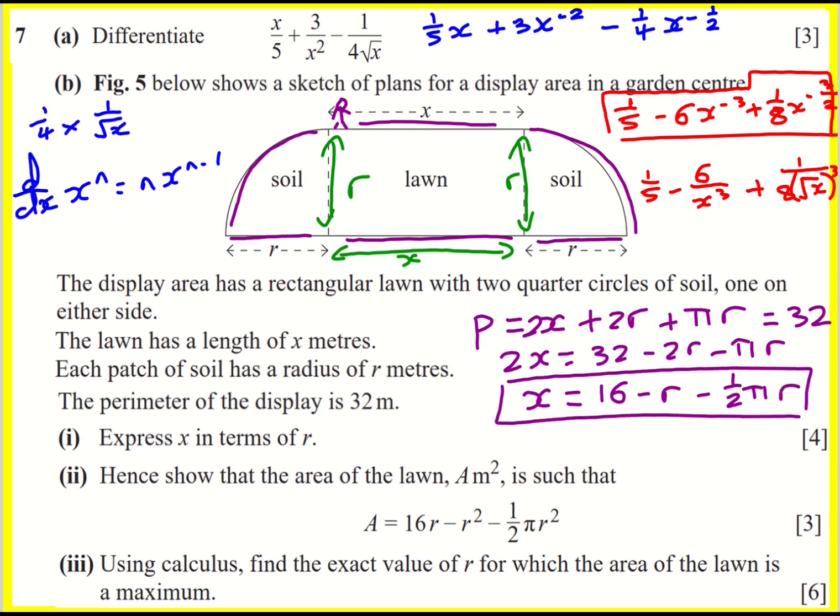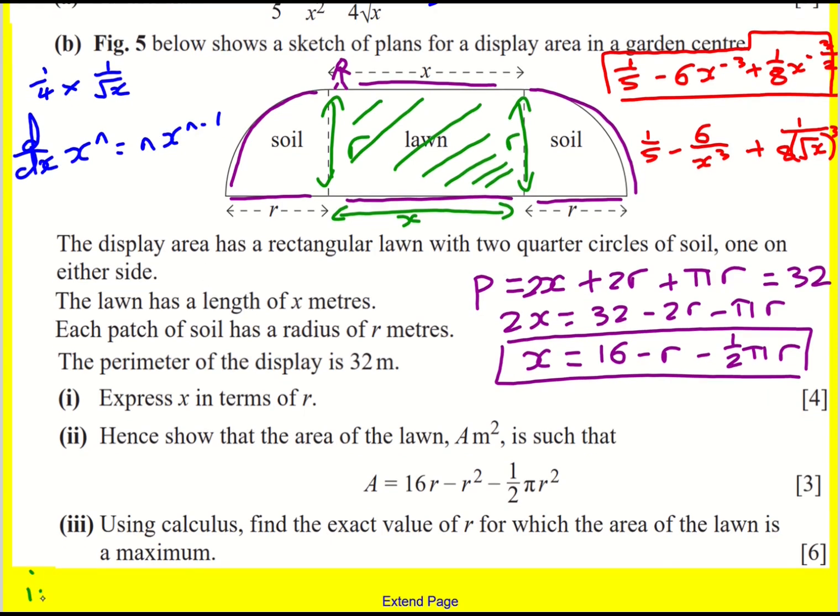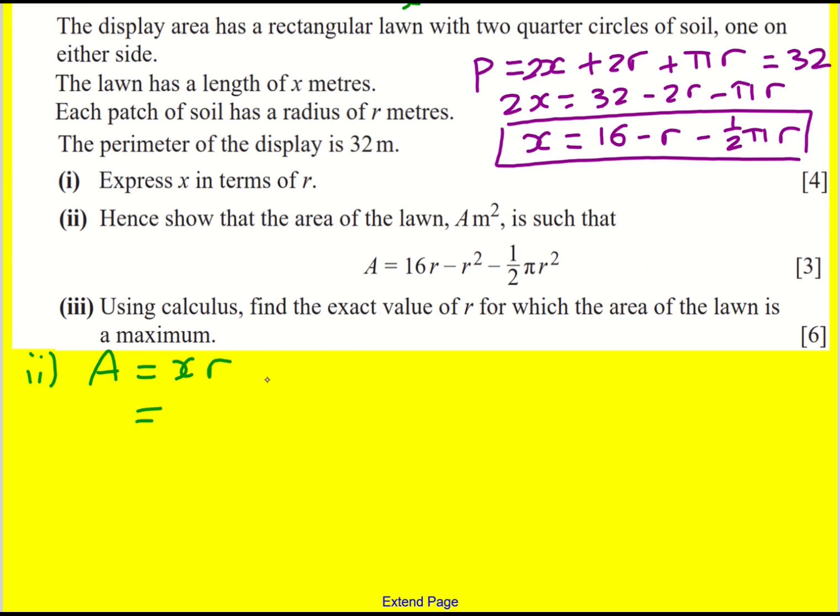Good. The next part, we're asked to hence show that the area of the lawn is given by this formula. Be careful here, it's only the area of the lawn, the rectangle in the middle we're interested in, not the soil. So that will be base times height. I can then sub in for x using part 1. 16 minus r minus a half pi r times r. So A will be 16r minus r squared minus a half pi r squared.